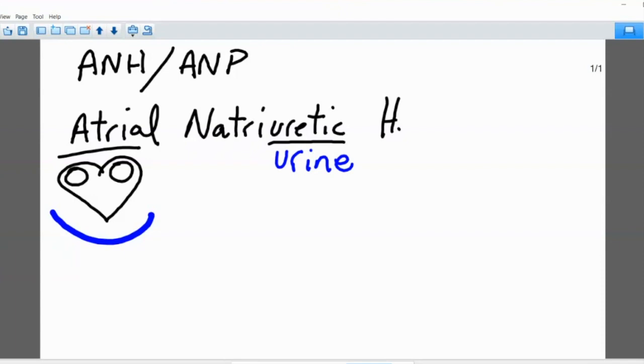Uretic refers to urine. Okay. And this part is the sneaky little part right here that actually makes it make so much sense.